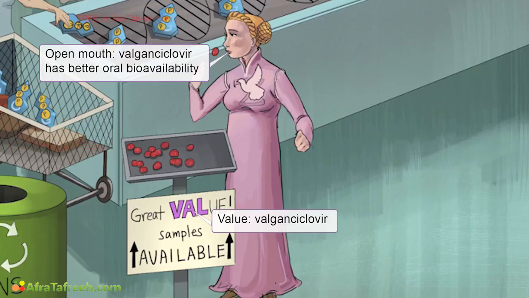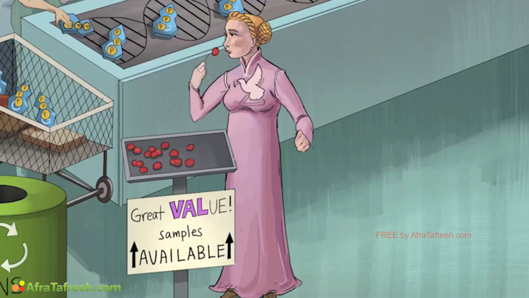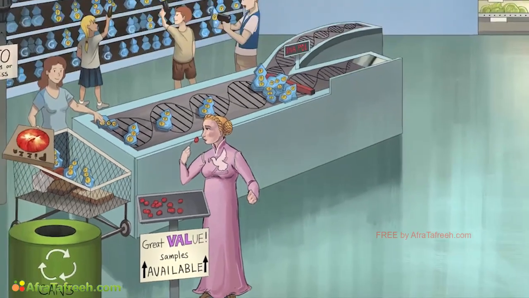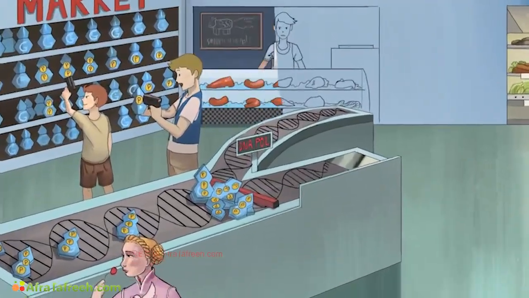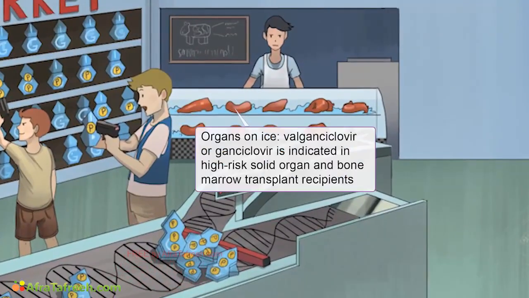Valganciclovir is as effective as IV Ganciclovir for the treatment of CMV retinitis and is also indicated for the prevention of CMV disease in high-risk solid organ and bone marrow transplant recipients. Let's sketch in the meat department in the back with organs on ice, the recurring sketchy symbol for our organ or bone marrow transplant. Remember that IV Ganciclovir or oral Valganciclovir not only treats active disease, but can also be used to prevent clinical infection in immunocompromised patients.